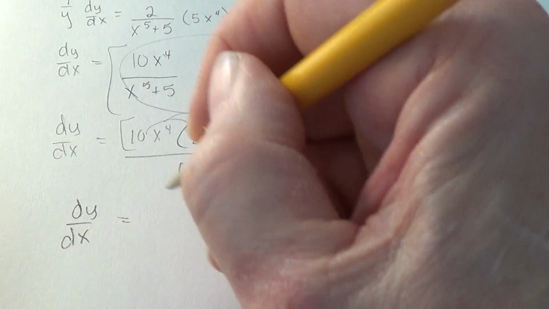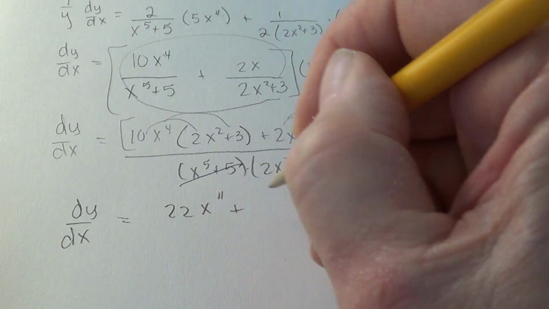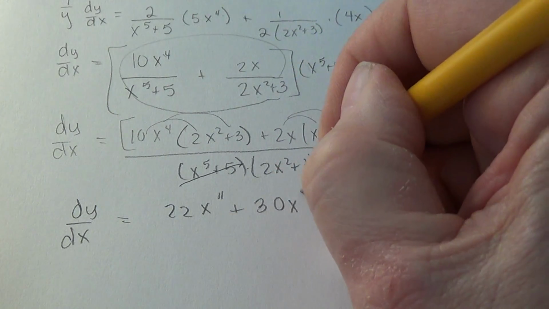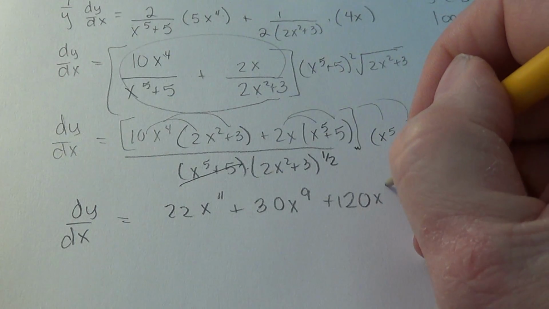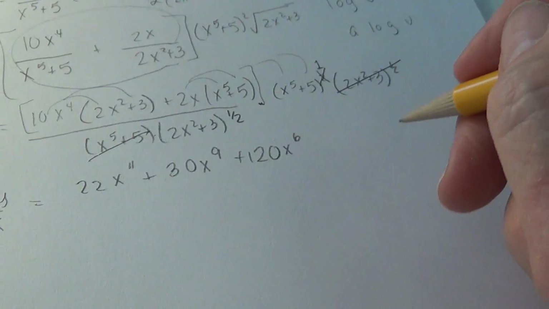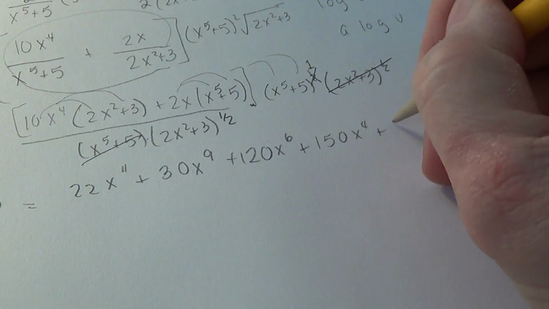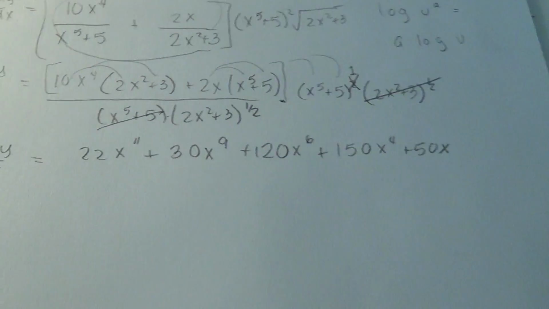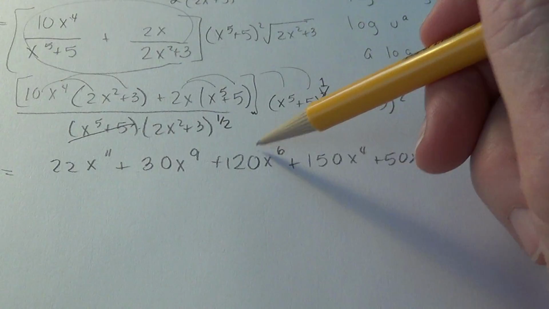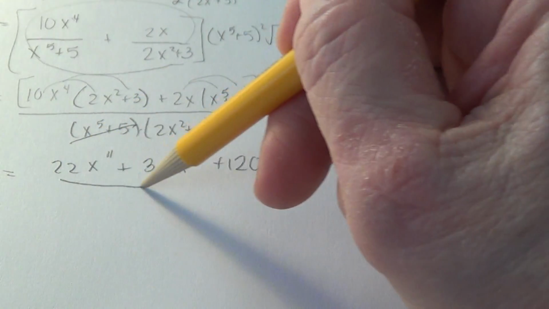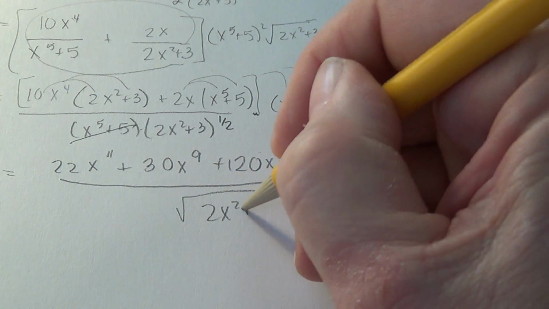And it came out to 22x to the 11th plus 30x to the 9th plus 120x to the 6th plus 150x to the 4th plus 50x. So, see if I got that: 22, 30, 120, 150, and 50. All over the square root of 2x squared plus 3.